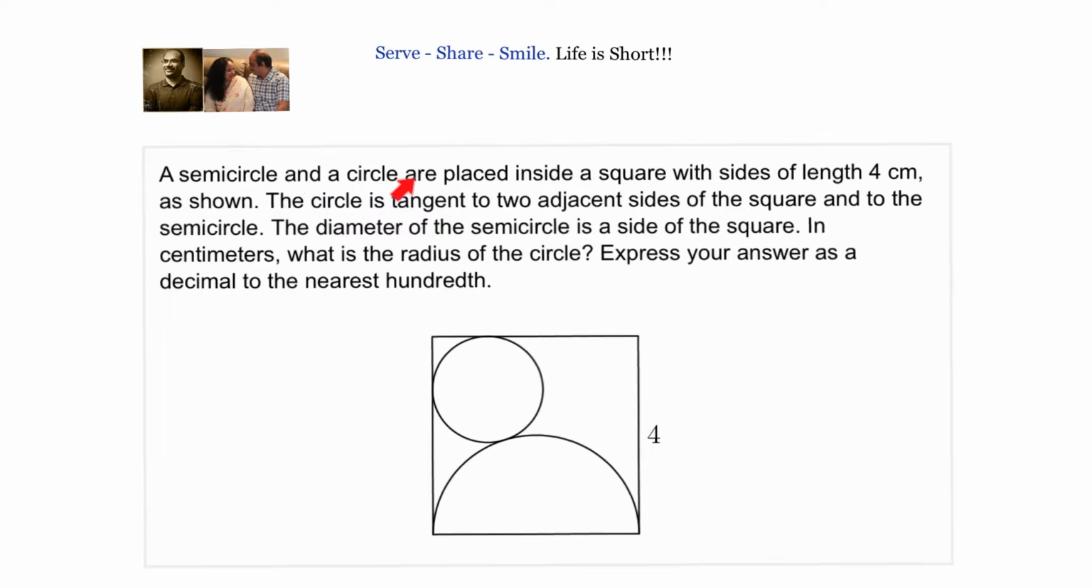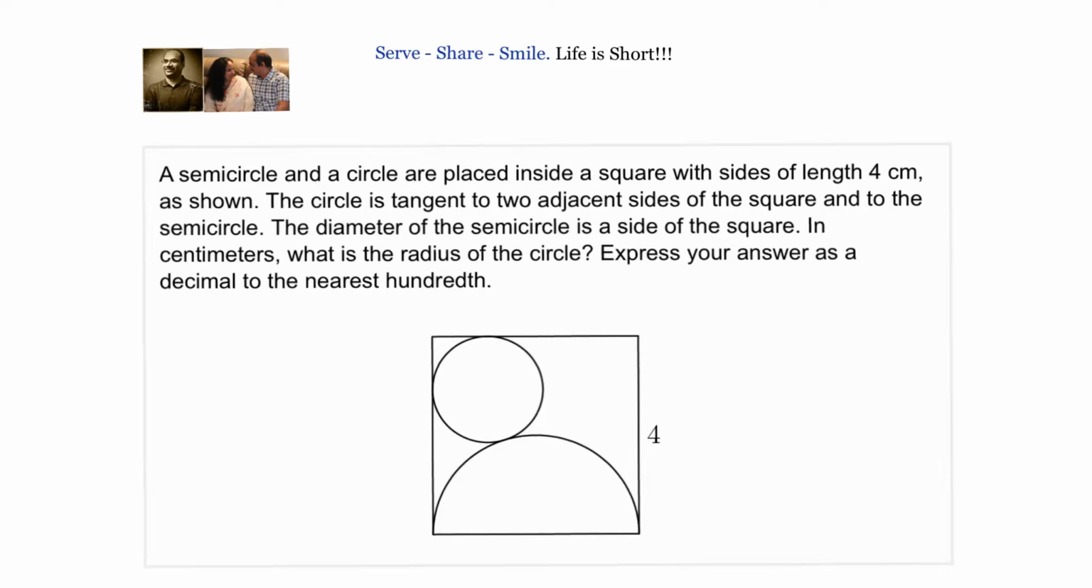A semicircle and a circle are placed inside a square with side of length 4 cm as shown. The circle is tangent to two adjacent sides of the square and to the semicircle. The diameter of the semicircle is a side of the square. In centimeters, what is the radius of the circle? Express your answer as a decimal to the nearest hundredth.